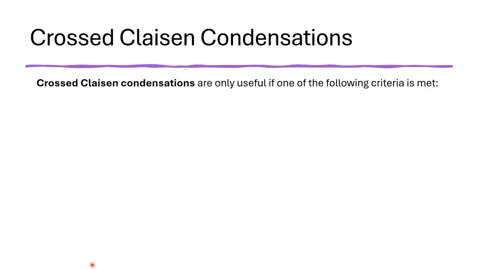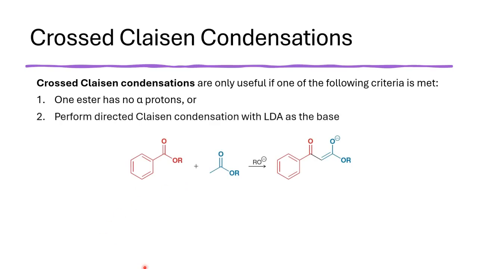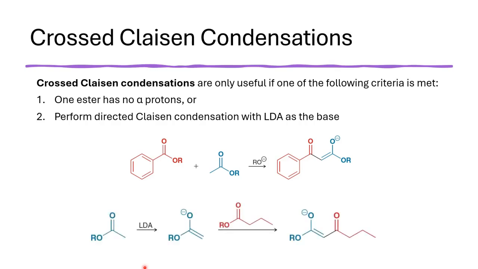Cross-Claisen condensations. These are only useful if one of the following criteria is met. 1. One of the esters has no alpha protons, such as this example here, or 2. It is performed as a directed Claisen condensation with LDA as the base. Just like before, LDA is used to form the enolate ion, and then the ester that is going to be reacted upon is added slowly to the reaction mixture.